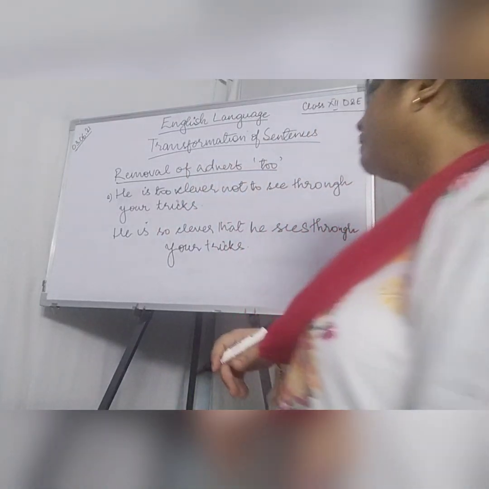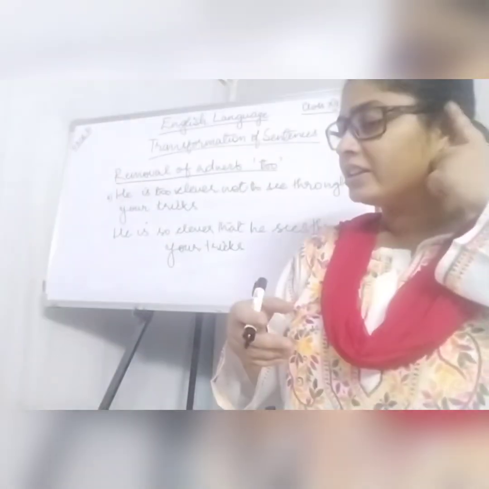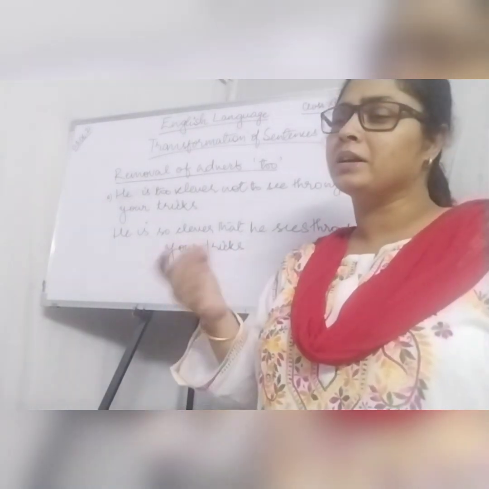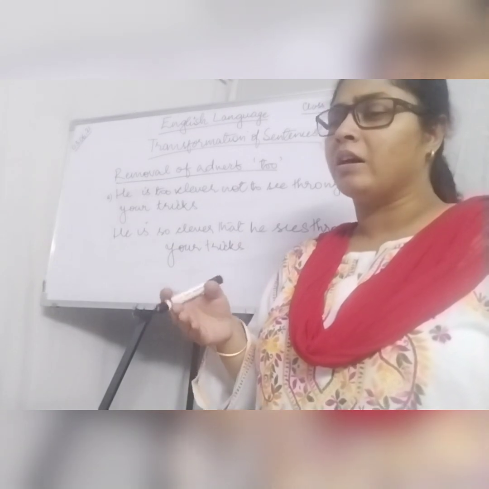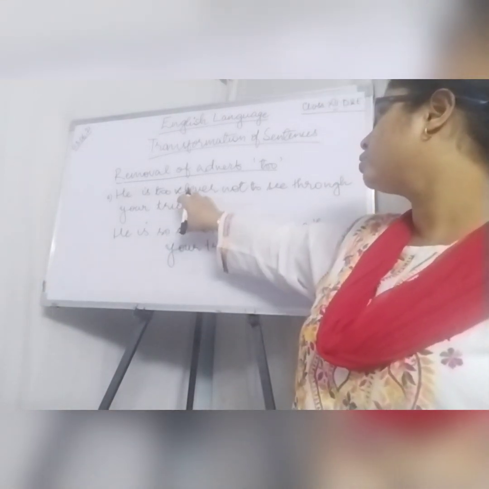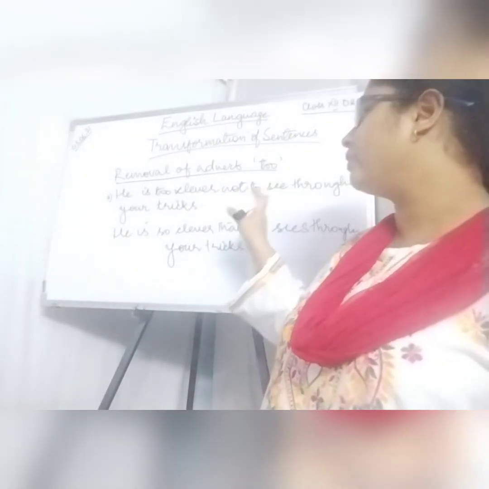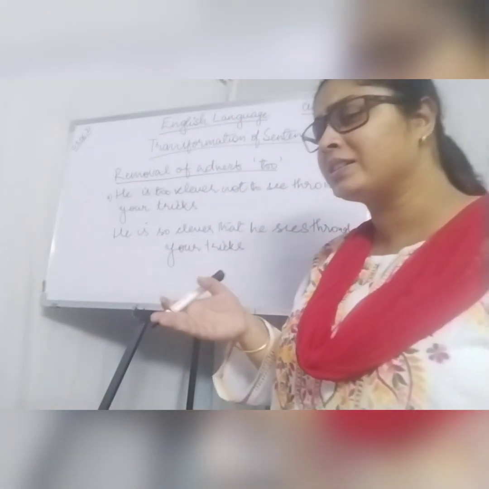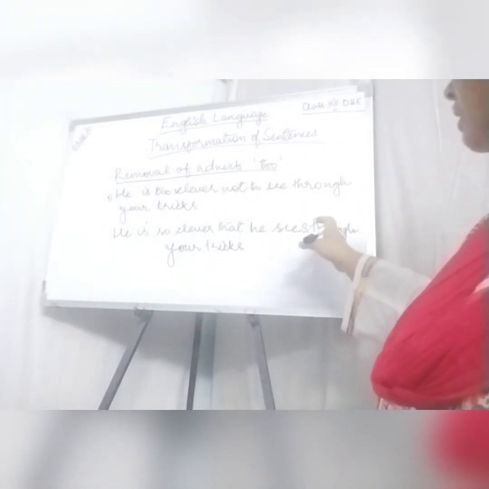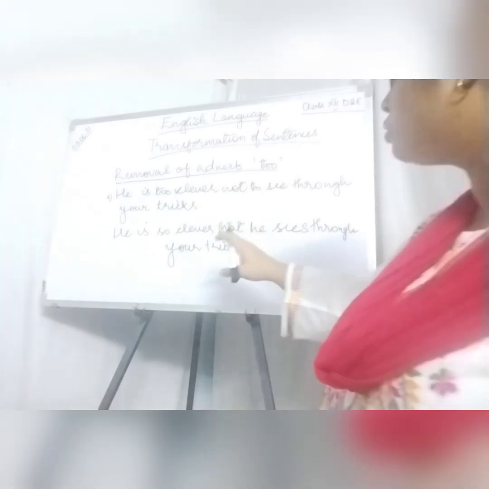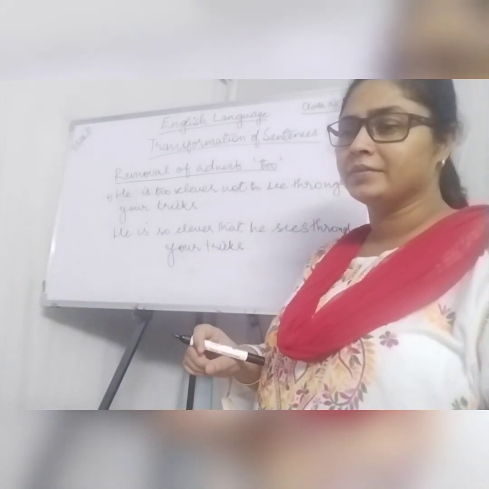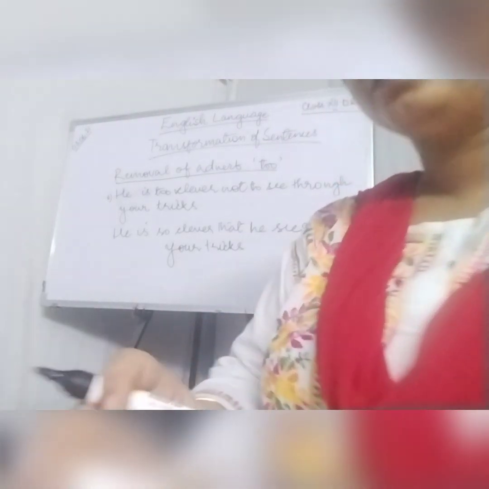Whenever there is a negative word in the sentence, always remember that in such sentences, the subordinate clause becomes positive. So we have written, he is too clever not to see through your tricks. So we will rewrite saying, he is so clever that he sees through your tricks. Clear? Is this much clear to all of you?